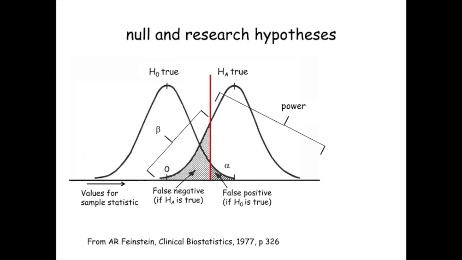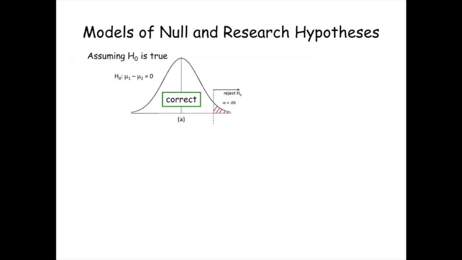Any value in this region on the right will lead to rejection of the null hypothesis, which is the correct decision when the research hypothesis is true. This is a very busy diagram, so I'm going to simplify. This is the model of the null hypothesis, with a significance level of 0.05. When the null hypothesis is true, values of the test statistic to the left of the critical value lead to the correct decision, and values to the right lead to a type 1 error.